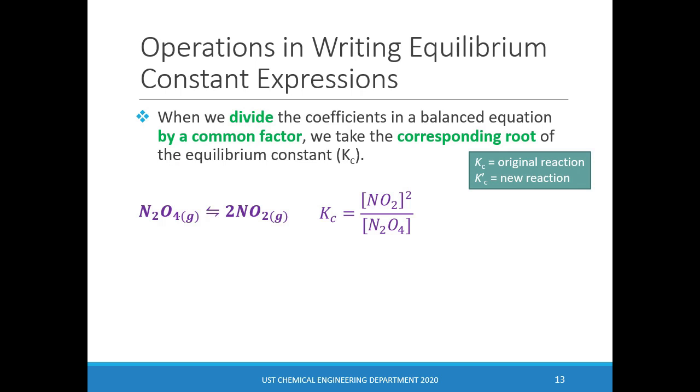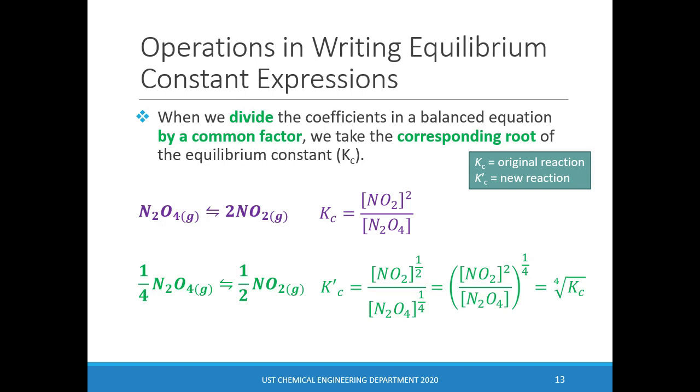Third, when a reaction is divided by a certain factor, K prime c will just be equal to the corresponding root of Kc. For example, dividing this reaction by 4, or simply multiplying it by 1/4, means that you have to raise the original expression to 1/4, which is also equivalent to the fourth root of that expression.